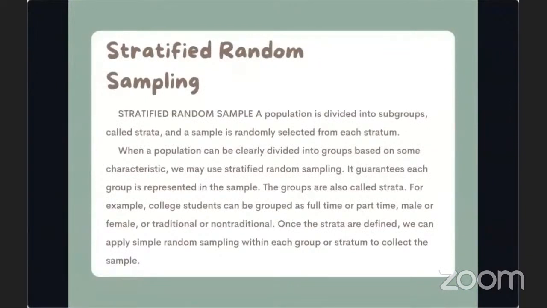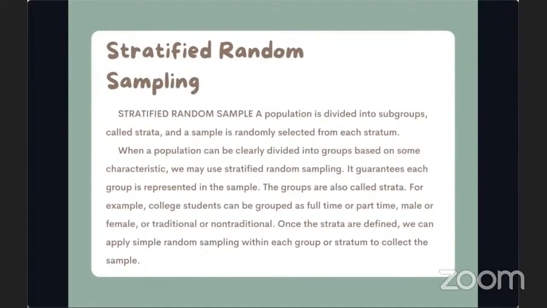Stratified random sampling. In a stratified random sample, a population is divided into subgroups called strata, and a sample is randomly selected from each stratum. When a population can be clearly divided into groups based on some characteristic, we may use stratified random sampling. It guarantees each group is represented in the sample. The groups are also called strata.